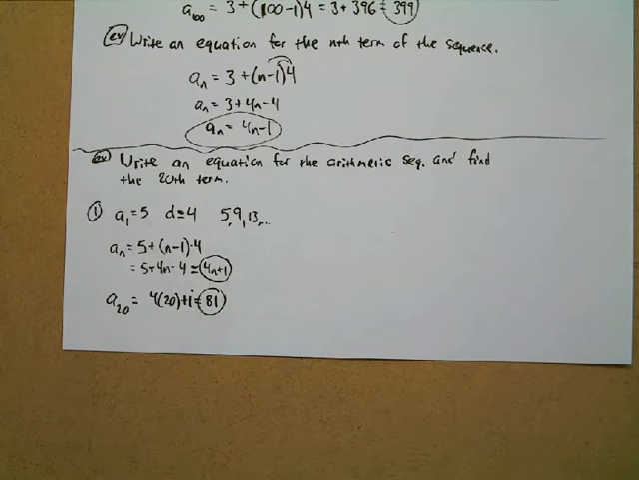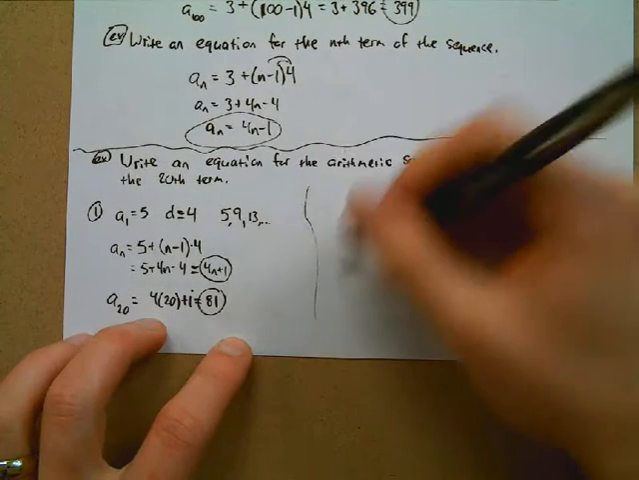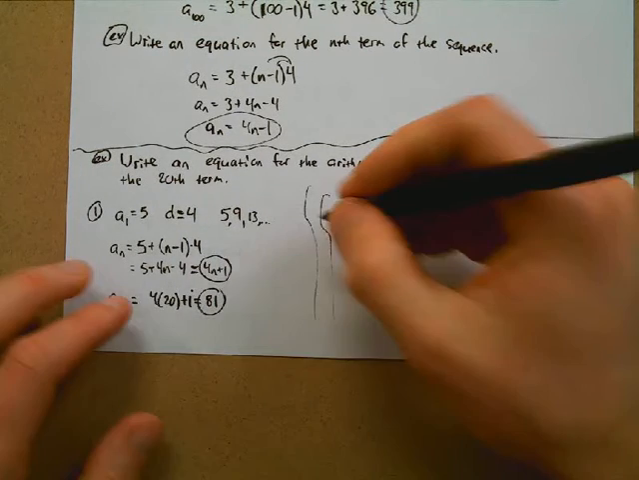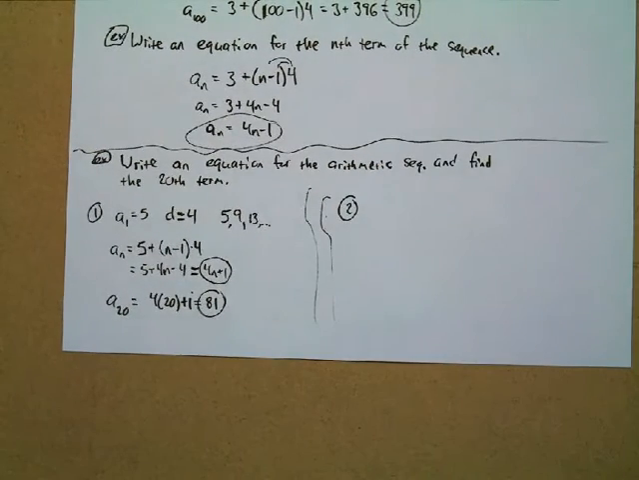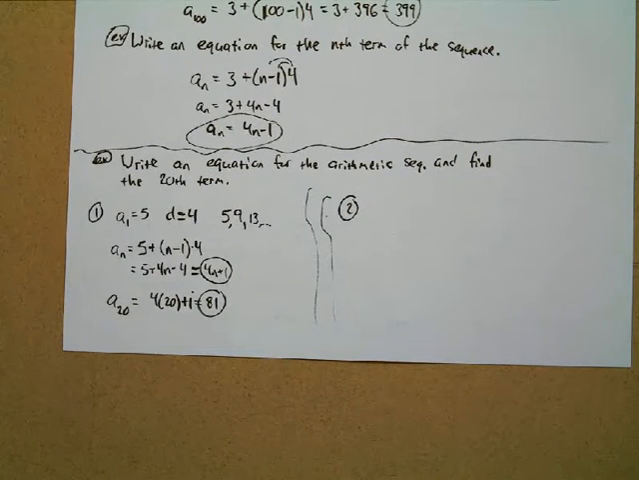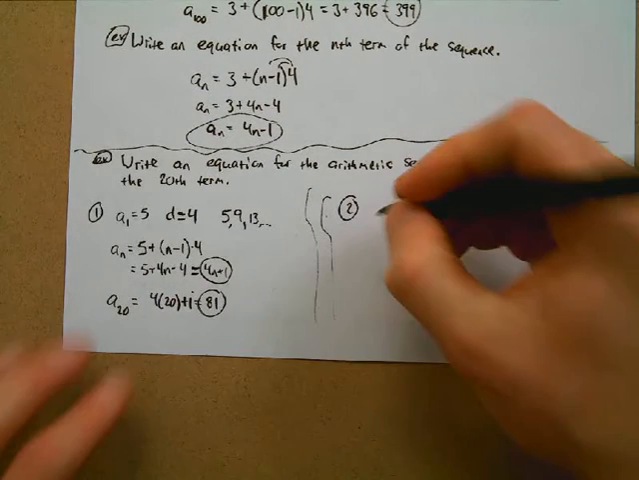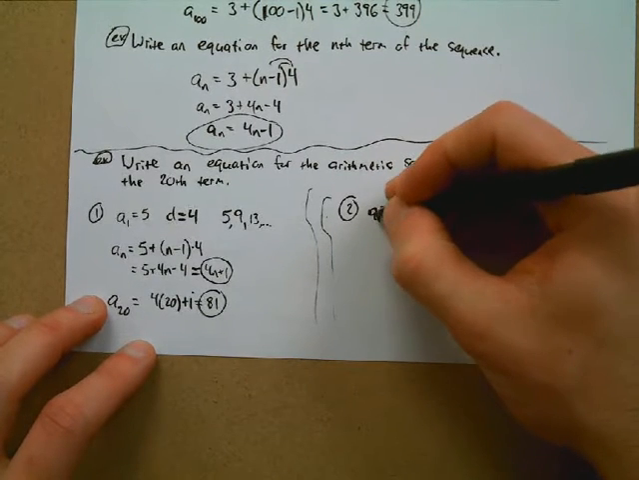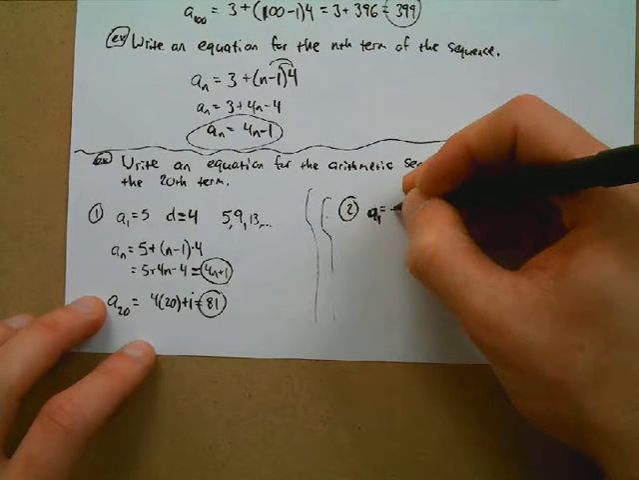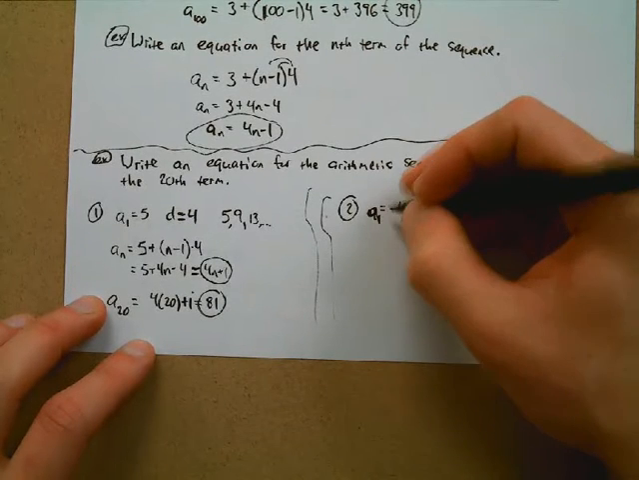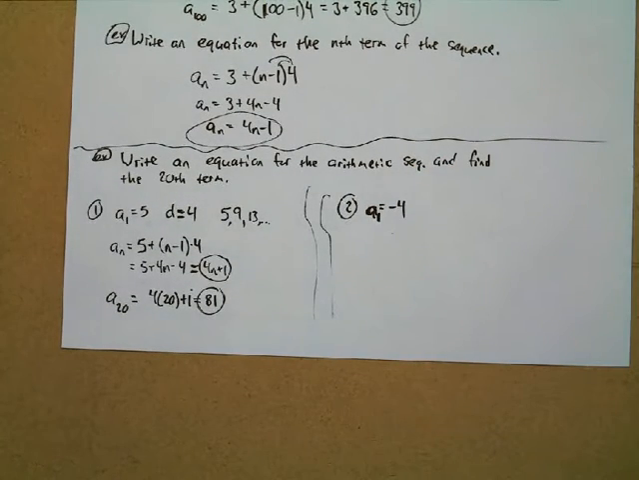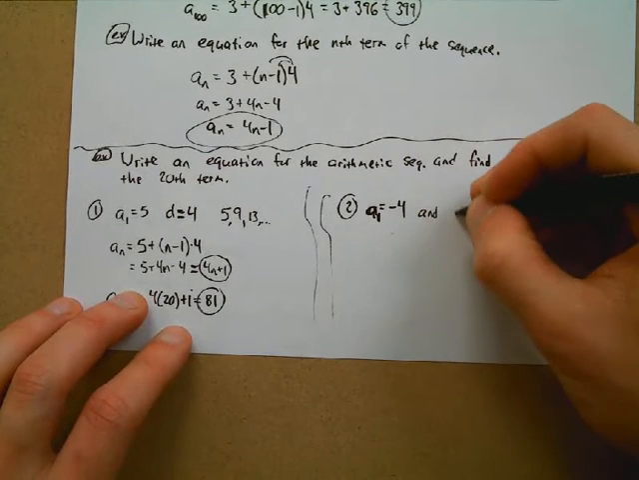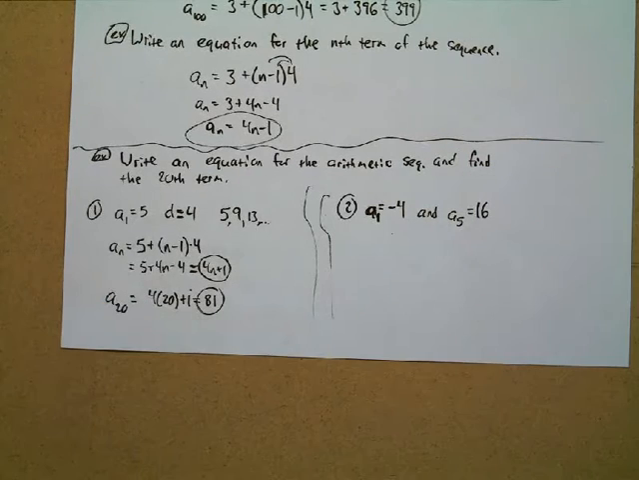All right, let's try another one here. Let's do a sub 1 equals -4, and a sub 5 equals 16. We want to come up with the equation for the sequence and then also find the 20th term.